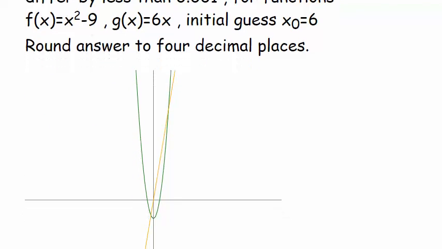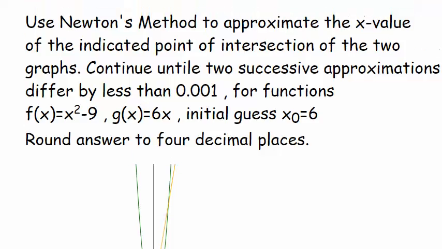Alright, so let me jot this down real quick, and hopefully you're doing the same thing. We got f of x equals x squared minus 9, and then g of x is equal to 6x. And our initial guess is going to be x naught equals 6. So let's move over to the board.